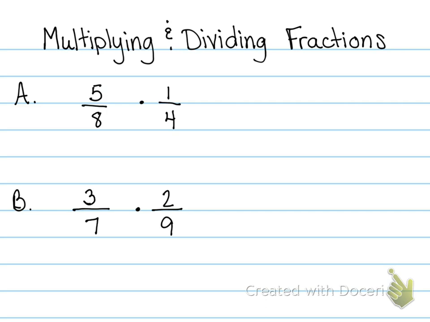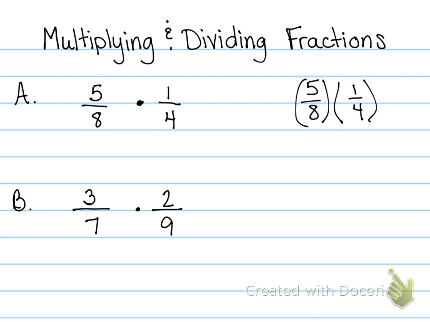So we're going to start with example A. This is 5/8 times, and we're using the little dot. We get away from using the x because it looks like a variable. You may actually see it as 5/8, and they can be side by side, 1/4. That also means multiply. So we're going to multiply.